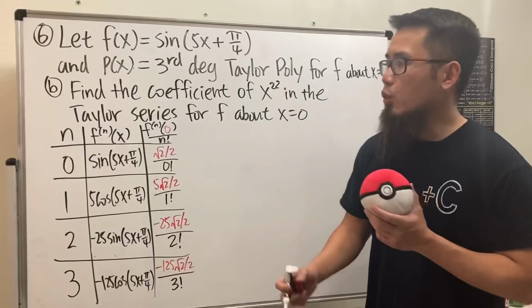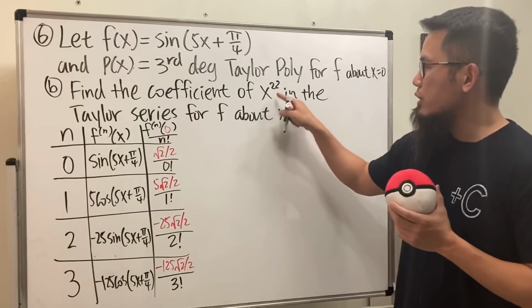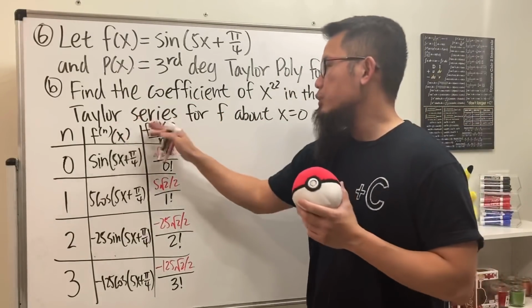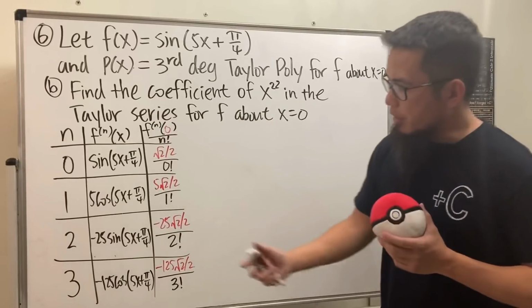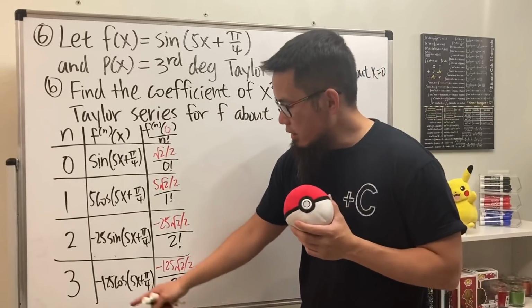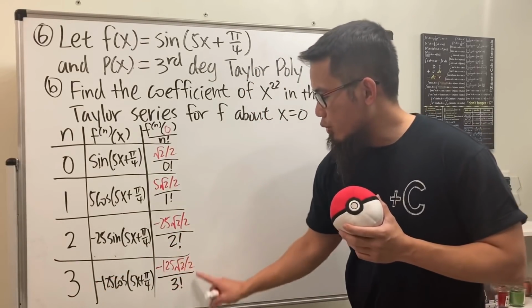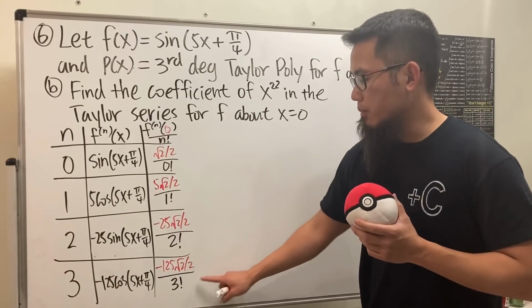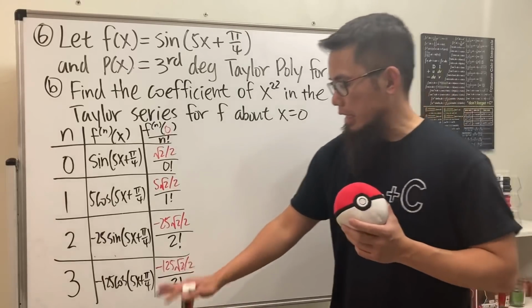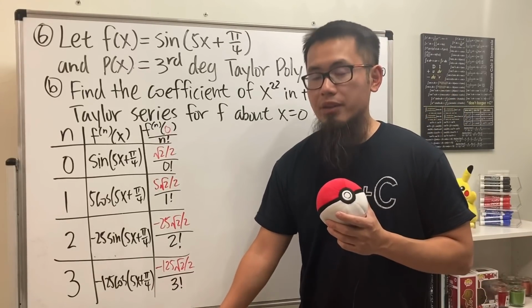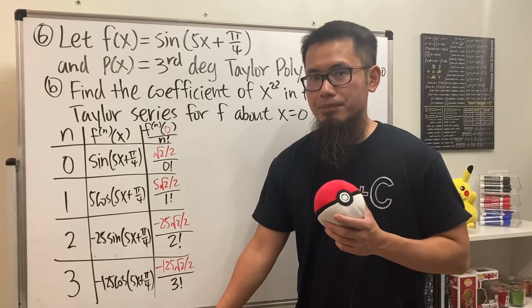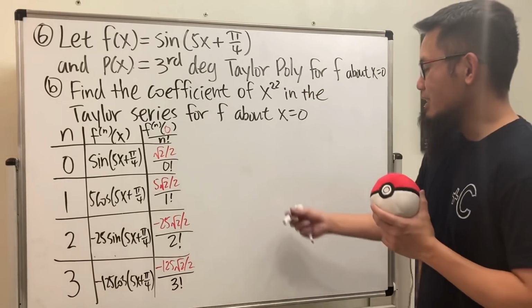Okay, for part B, we are going to find the coefficient of x to the 22nd power in the Taylor series for f about 0. So here's the chart again. And as we can see earlier, when n is equal to 3, this right here gives us this coefficient and then x to a third power, right? So yes, we can just keep going until we reach n is equal to 22. No, don't do that, of course not. Let's look for a pattern.